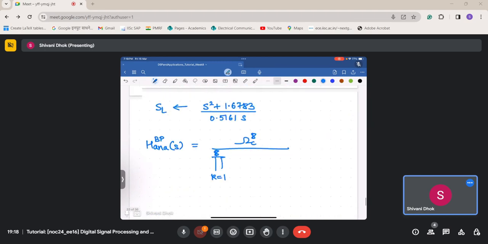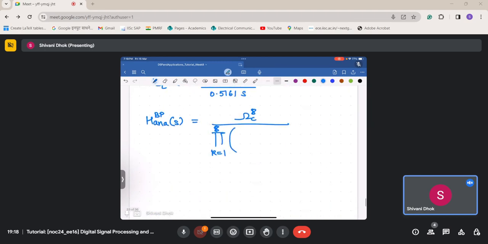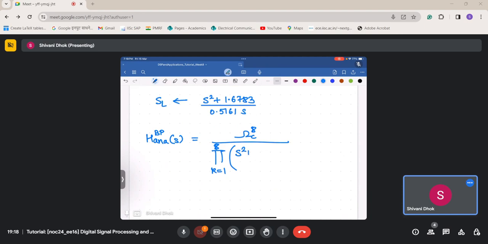Now this S should be replaced by (S square plus 1.6783) upon (0.5161 S) minus omega c into e power j (2k plus 9) by 16 pi.